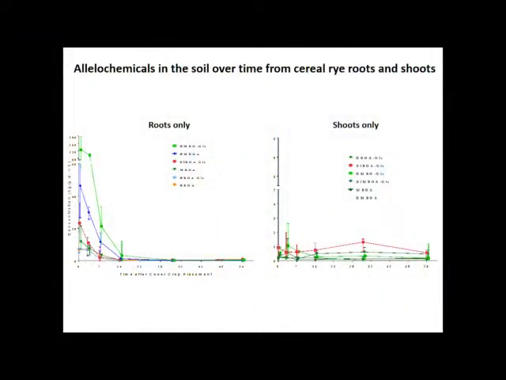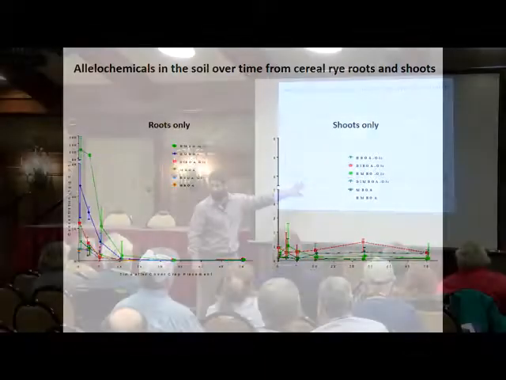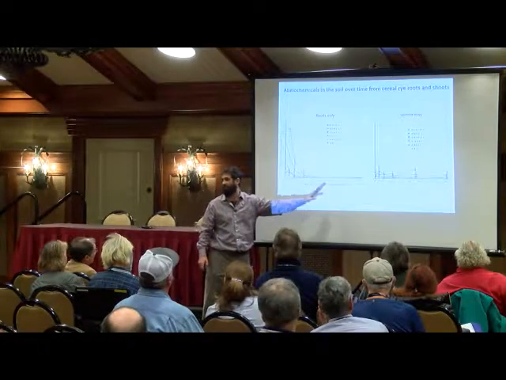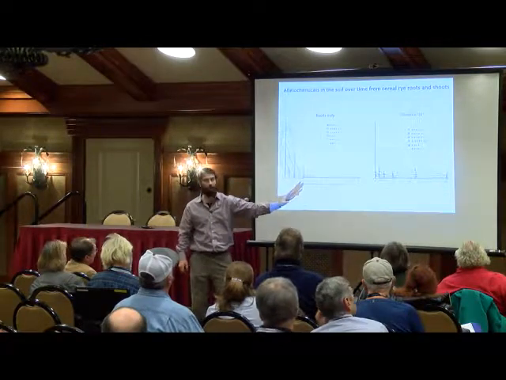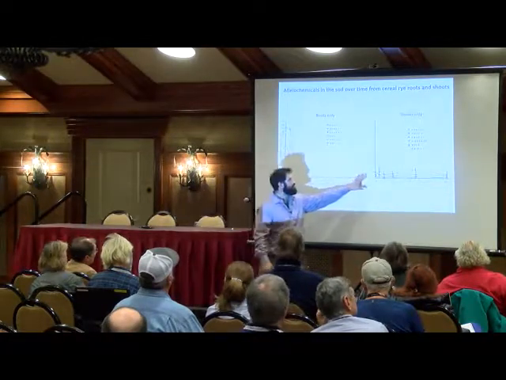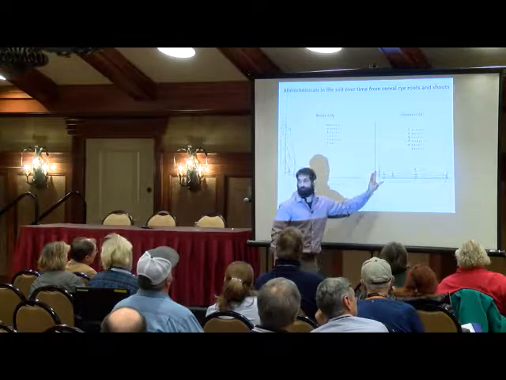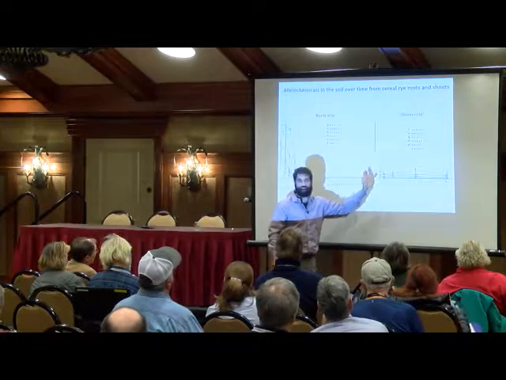And look at the speed at which it's gone. So this is time. What is this? This is 7 days, 14 days. So within 2 weeks, most of these compounds are at very low levels and are not affecting the system very much at all, compared to the shoots, which are low from the beginning and stay low, right? There's just not a lot of allelochemicals.